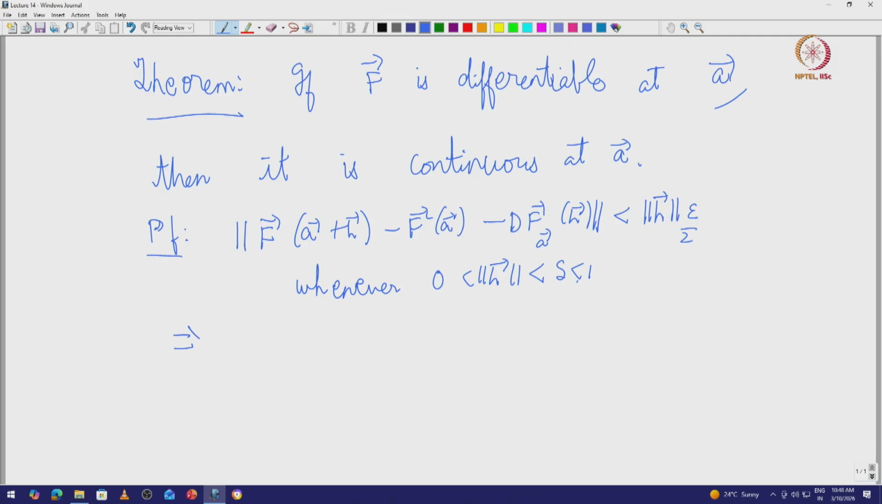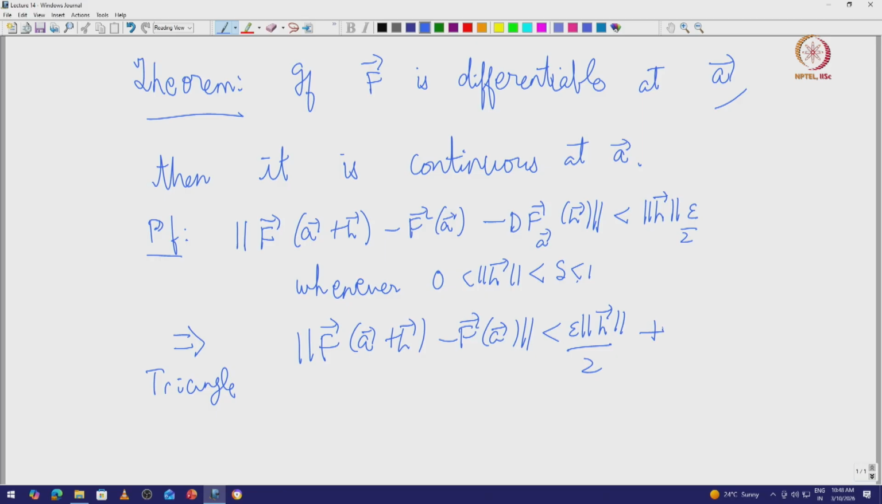So by the triangle inequality, we can easily see that this difference is less than epsilon h divided by 2 plus the norm of this linear map acting on h.